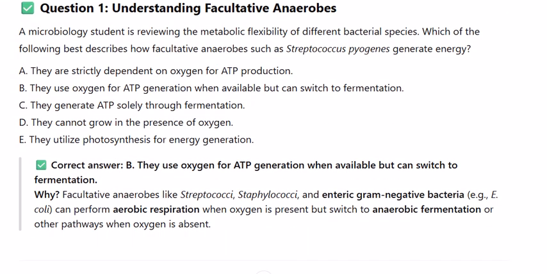Question 1. Understanding facultative anaerobes. A microbiology student is reviewing the metabolic flexibility of different bacterial species. Which of the following best describes how facultative anaerobes, such as Streptococcus pyogenes, generate energy?